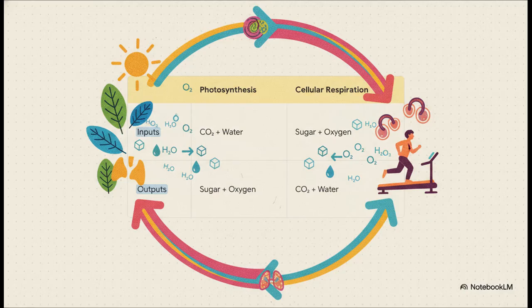So when you put these two processes right next to each other, you see this just beautiful symmetry. Check it out. Photosynthesis takes in carbon dioxide and water, and it makes sugar and oxygen. Cellular respiration takes in that sugar and oxygen, and its waste products are carbon dioxide and water. See? The waste of one is the food for the other. It's a perfect self-sustaining loop. It's the engine that drives the entire planet's carbon cycle.